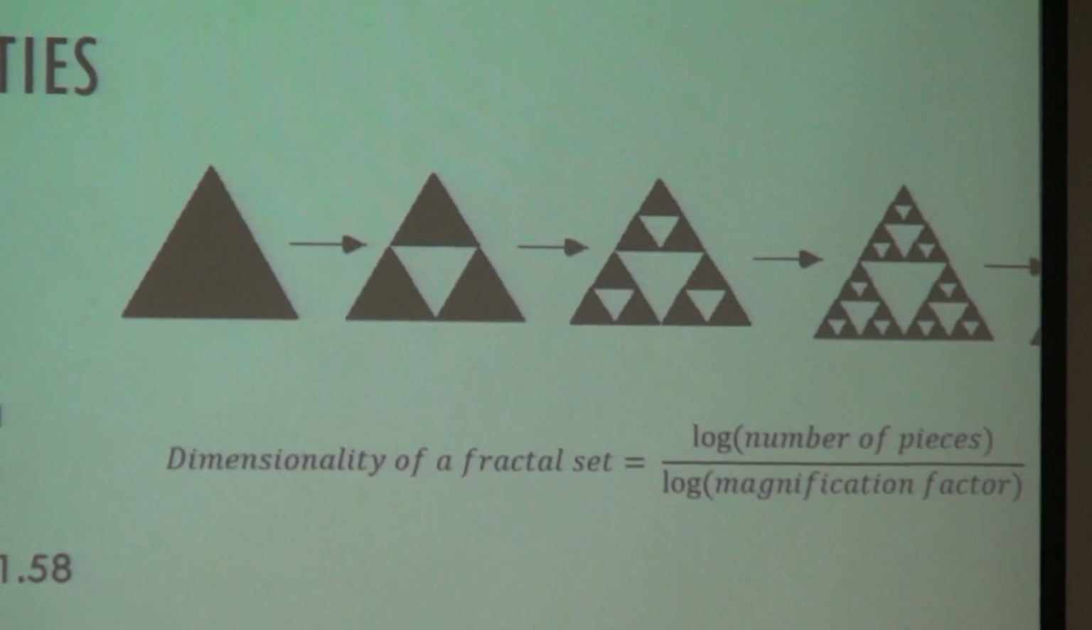And then the multiplication factor is 2. Okay, because you divide each side of the line into 2, and then you cut them. Okay, so log 3 divided by log 2, that's actually equivalent to 1.58. Okay, this implies that the Sierpinski triangle takes up more space than a one-dimensional number line, but takes up less space than a two-dimensional number plane.